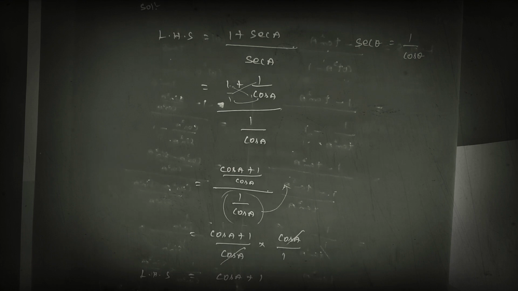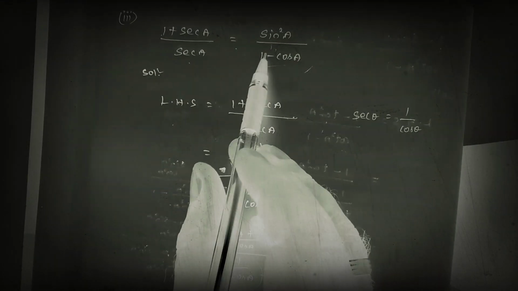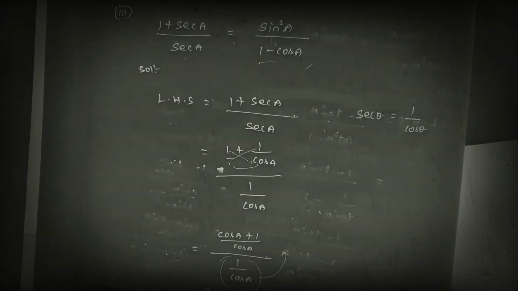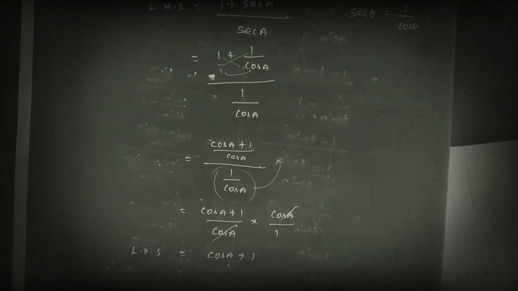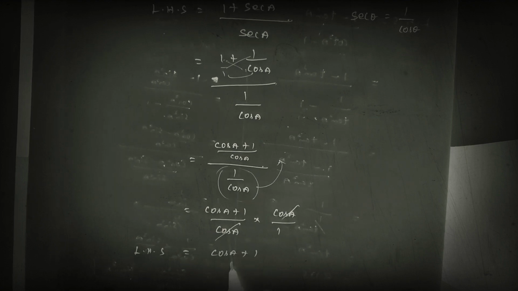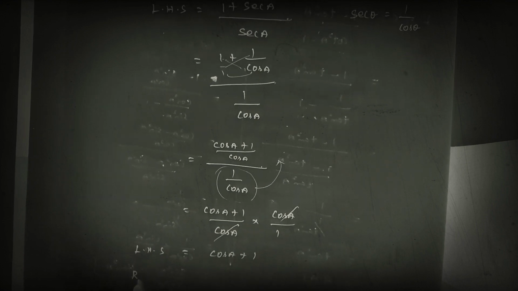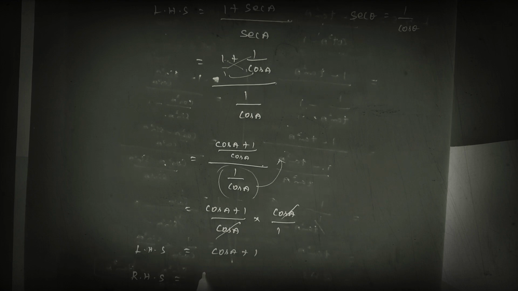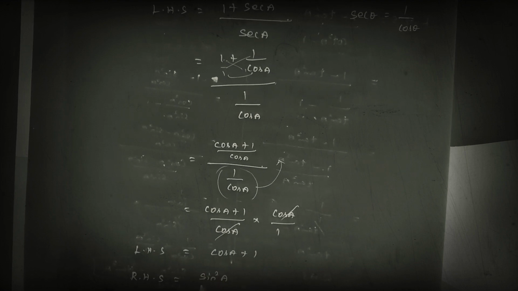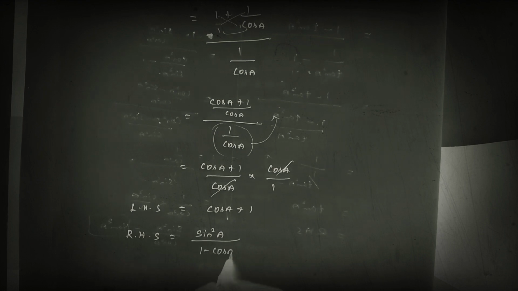Is it possible to simplify this to bring the RHS? LHS is cos A plus 1. What is the RHS? Sin square A divided by 1 minus cos A. But the LHS, while simplifying, gives cos A plus 1. Is it possible to bring sin square A by 1 minus cos A? Not possible, right? So we can stop here itself, then take the RHS separately. RHS is equal to sin square A divided by 1 minus cos A.